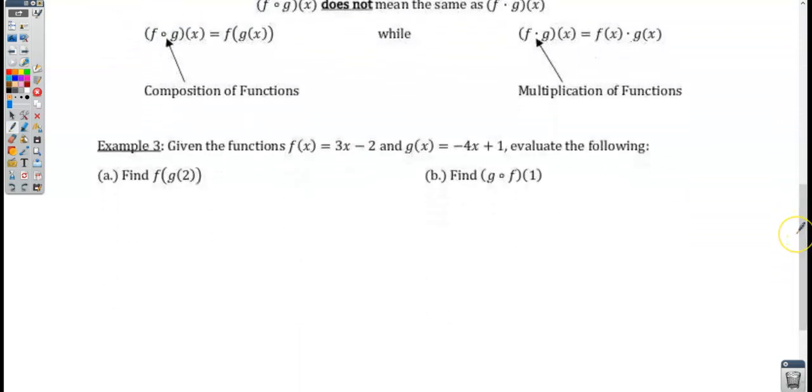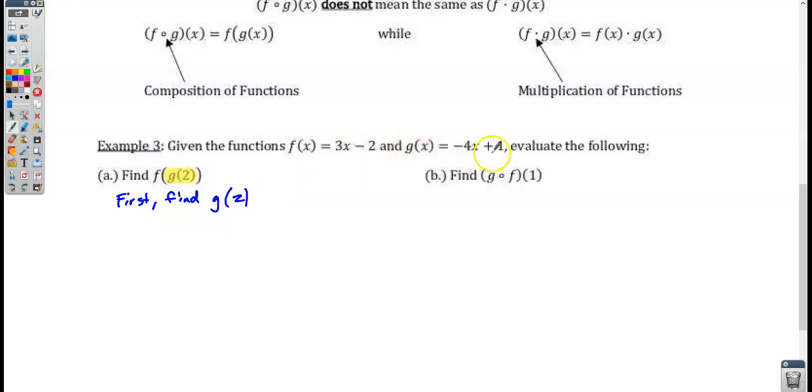Example 3, given the functions f of x equals 3x minus 2 and g of x equals negative 4x plus 1, we're going to evaluate the following. First, we're going to find f of g of 2. All right, so first, I'm going to break it down a little bit in these first couple of examples, and then I'm going to take it to a more advanced level as we go. First, we're going to find g of 2, since that is the inside portion of our composition. When we're evaluating compositions, we always start from the inside and work our way out.